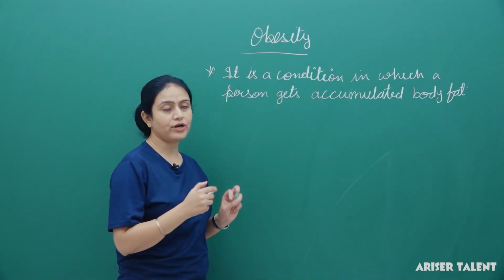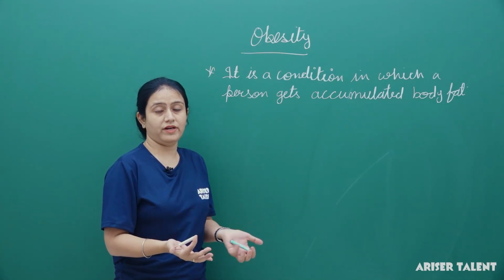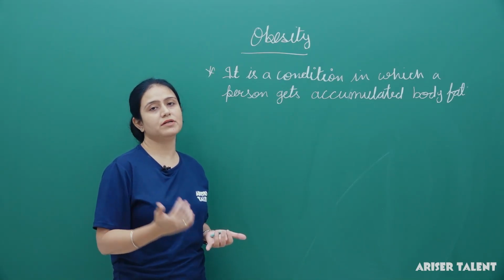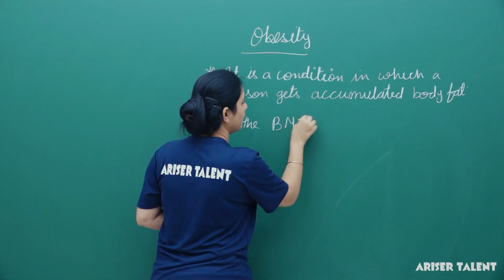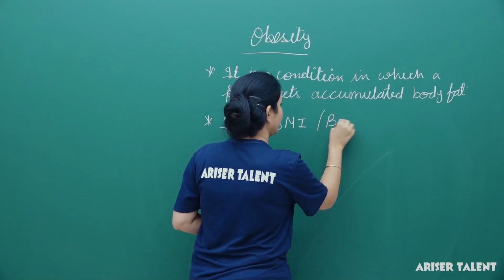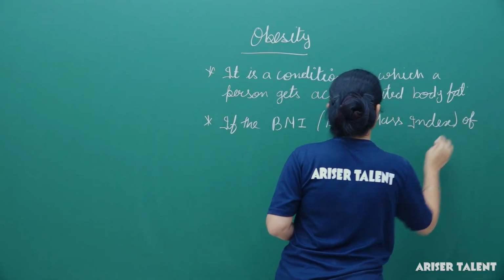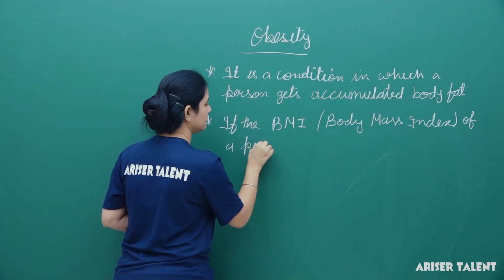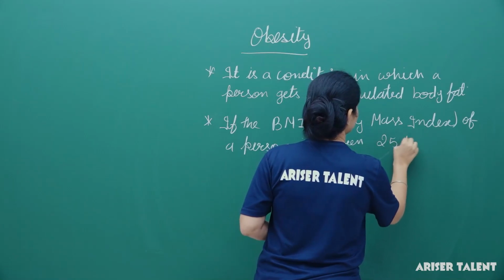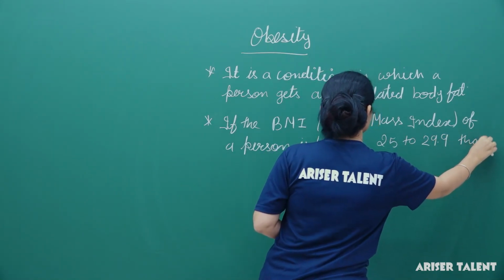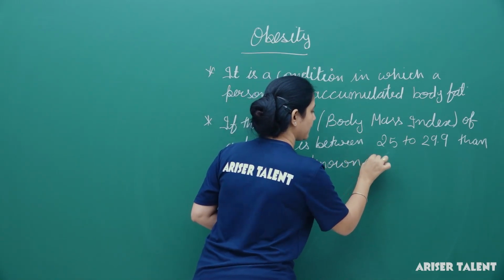If a person's body mass index is generally between 25 and 29.9, then we can say that the person is overweight. BMI means body mass index. If the BMI of a person is between 25 and 29.9, then he or she is known as overweight.